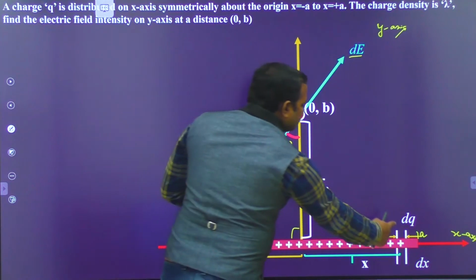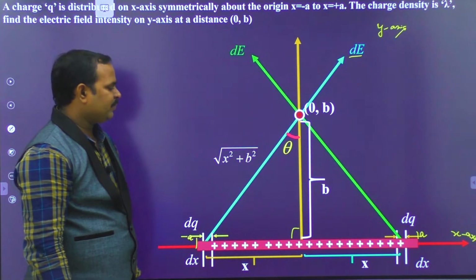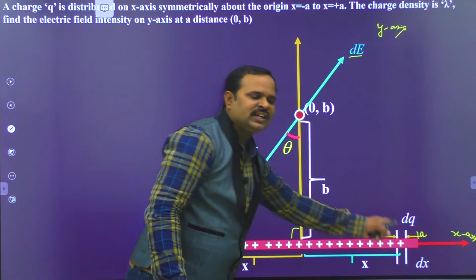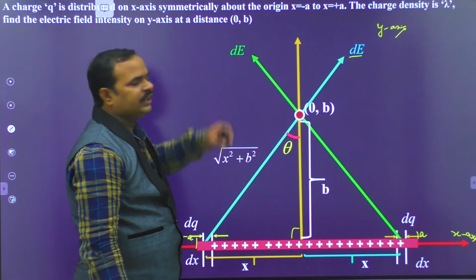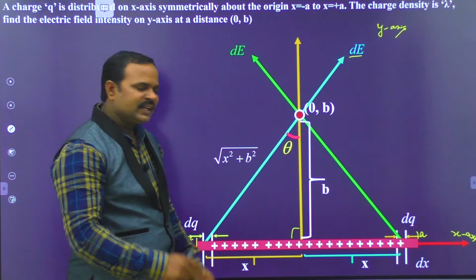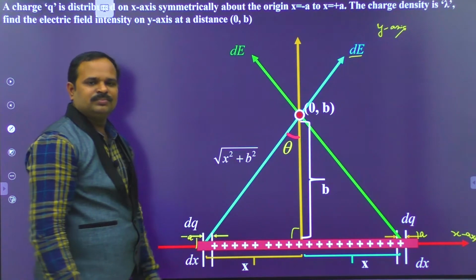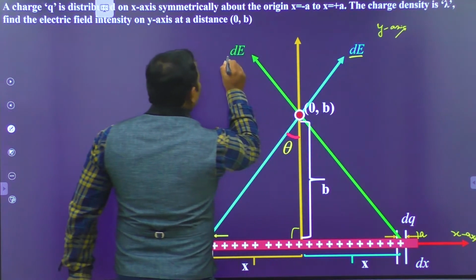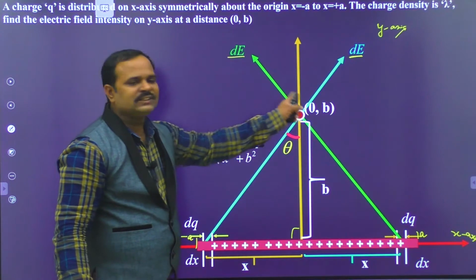Now, the electric field produced by this small charge at this point is given by dE. You can see there are two small charges on either side of this origin, each producing a dE electric field, in both directions.